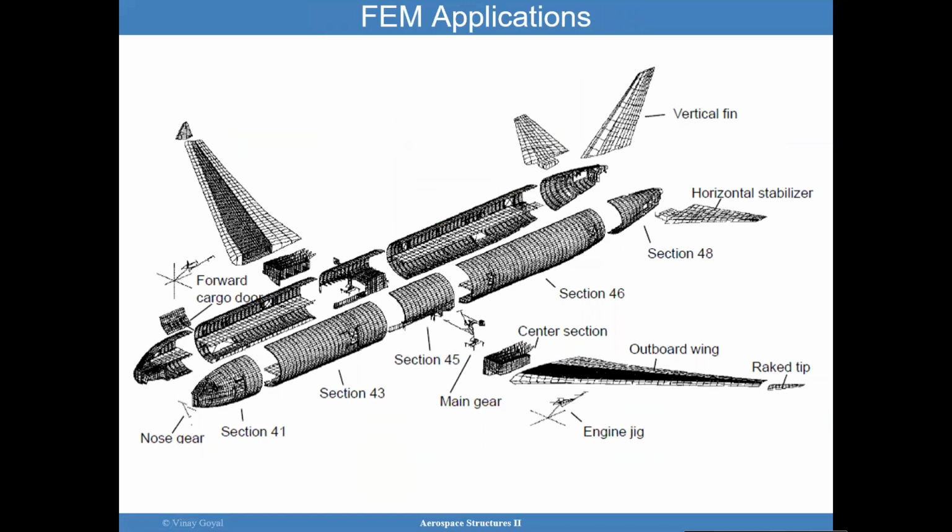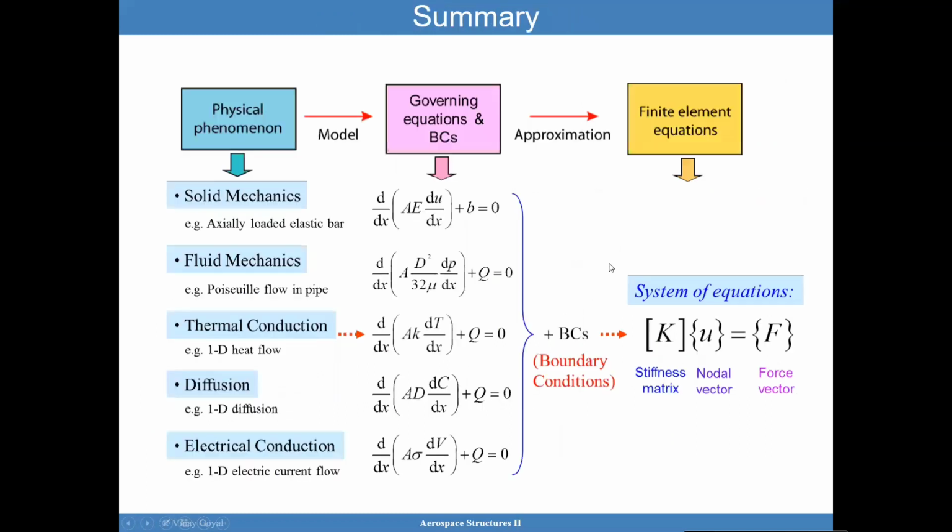Here is a finite element model for an aircraft. It has been shown here that we've discretized it into a lot of different pieces. And again, this is to show you that I can take any problem, solid mechanics, fluid mechanics, thermal conduction, diffusion, electrical conduction, and the governing equations for those systems that are given here can be discretized, and you can get a system of equations that looks like here on the right-hand side.